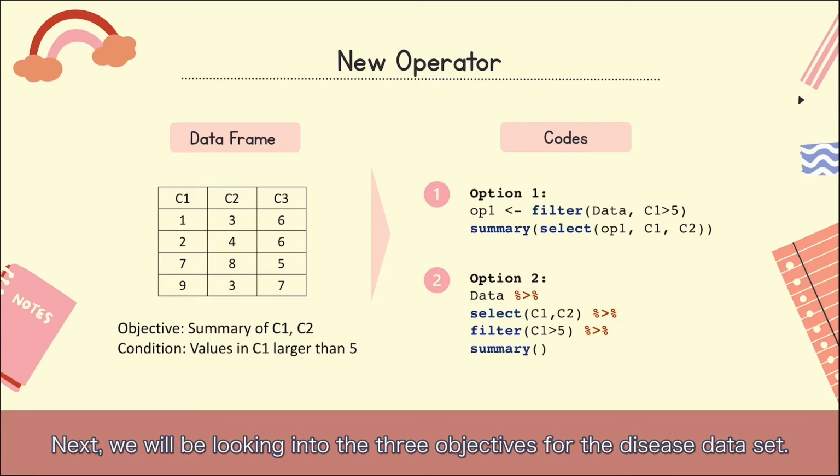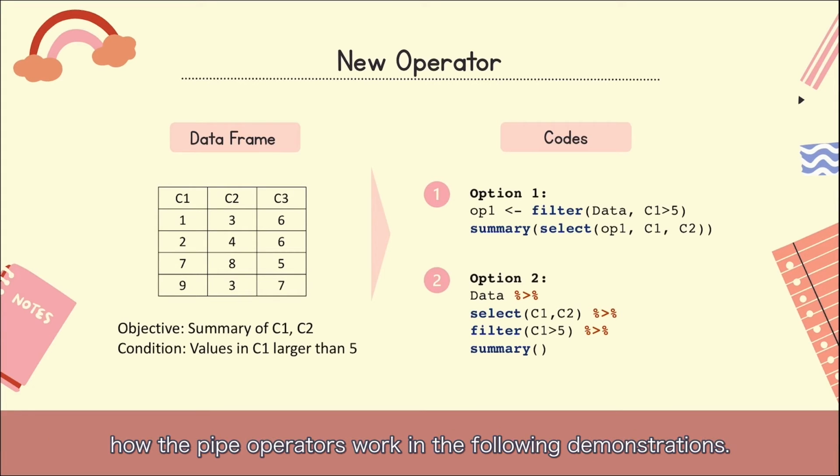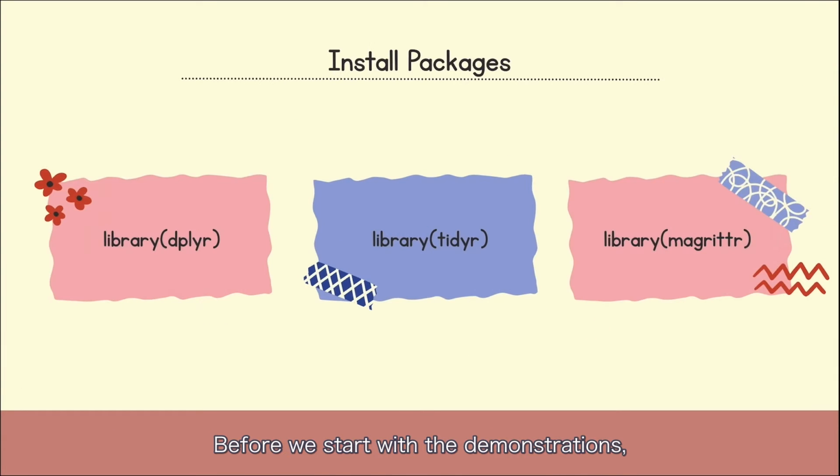Next, we'll be looking into the 3 objectives for the disease dataset. We'll also be showing you how the pipe operators work in the following demonstrations. Before we start with the demonstrations, please install these 3 packages into R. We'll be using functions from these packages.